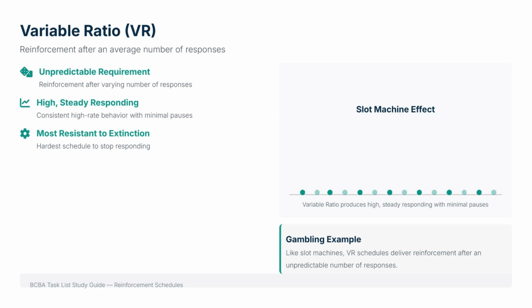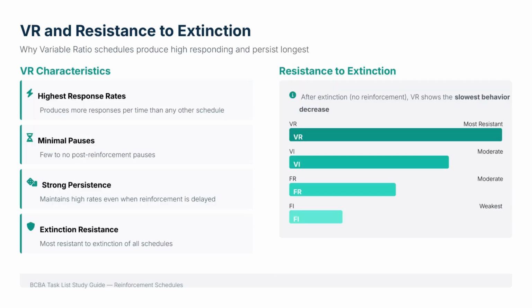Let's explore why that resistance is so strong. Variable ratio schedules are the most resistant to extinction. When reinforcement stops, behavior maintained on VR decreases more slowly than behavior maintained on any other schedule. The unpredictability strengthens persistence. In comparison, VI shows moderate resistance. FR shows moderate resistance. FI shows the weakest resistance. If an exam question asks which schedule is hardest to extinguish, the answer is almost always VR.